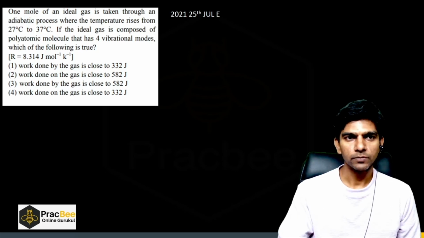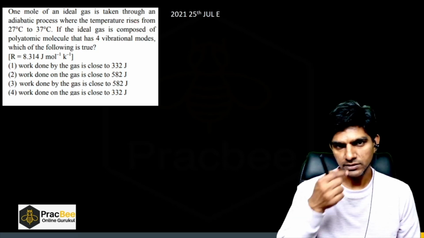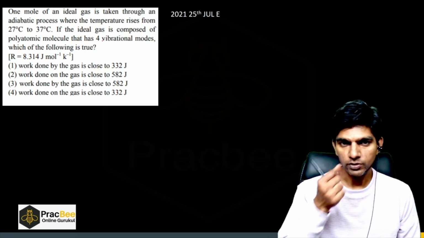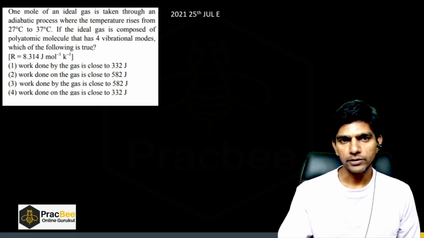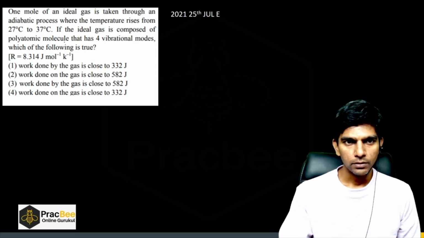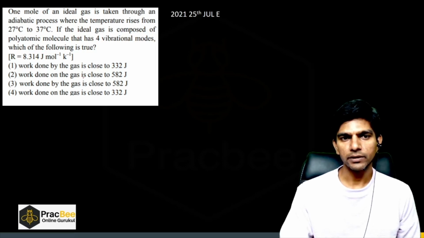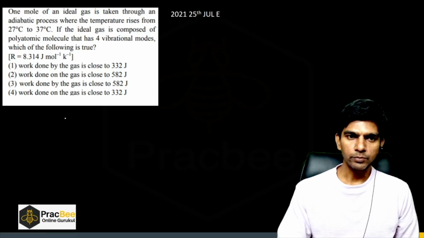Now let us see another question. 1 mole of an ideal gas is taken through an adiabatic process where the temperature rises from 27 degrees Celsius to 37 degrees Celsius. If the ideal gas is composed of a polyatomic molecule that has 4 vibrational modes, which of the following is true? In the options we are given work done by the gas and on the gas. So basically we have to find the work done, and the increase in temperature is given to us.